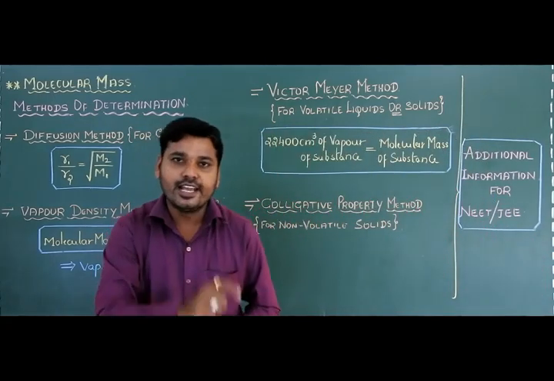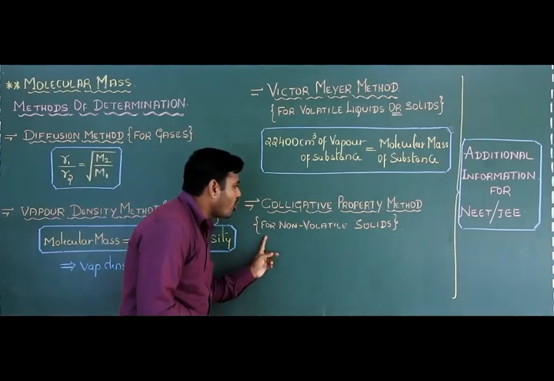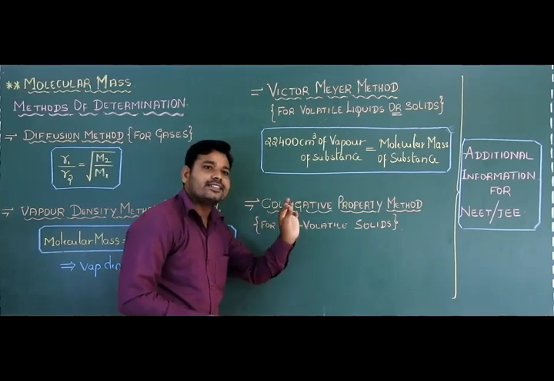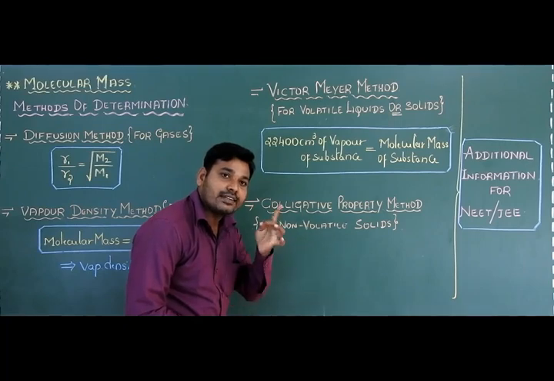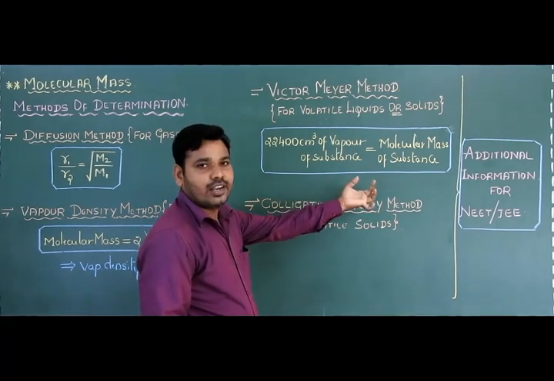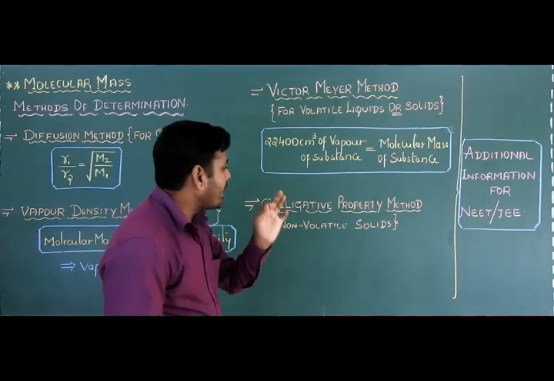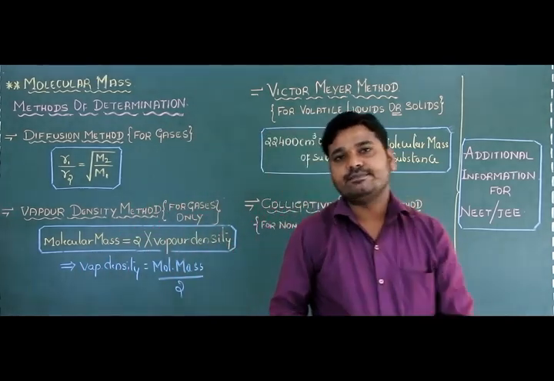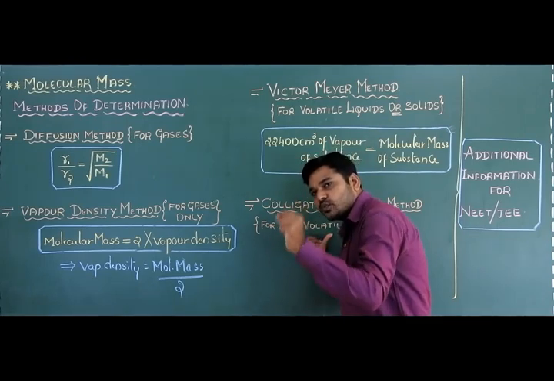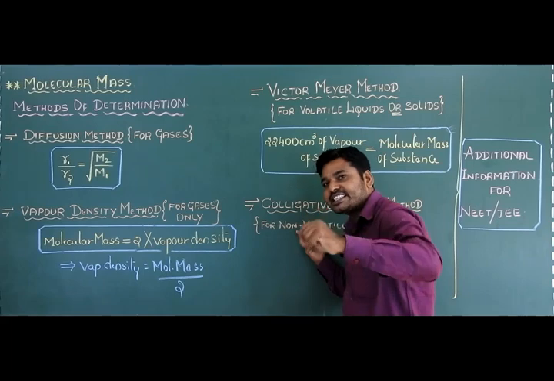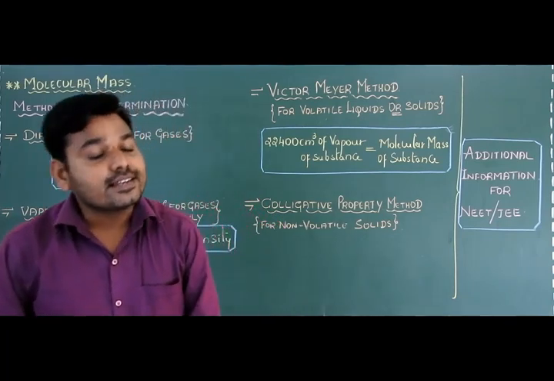Listen, the fourth important method is the colligative property method, and this method is applicable for non-volatile solid substances. The third method is applicable for volatile liquids or volatile solids, whereas the colligative property method is applicable for non-volatile solid substances, students. Here we use the word non-volatile, meaning the substance does not easily get evaporated. In such cases we call it a non-volatile substance.